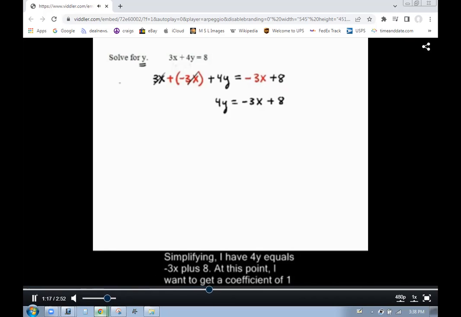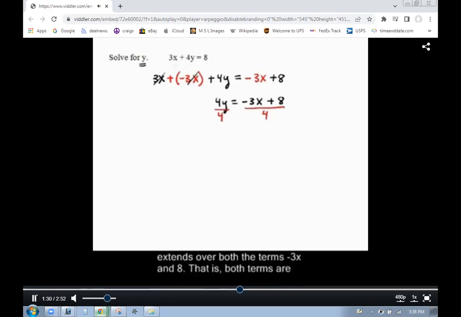At this point, I want to get a coefficient of 1 on the y term. So I'll divide both sides by 4. Notice that the division bar on the right extends over both terms, negative 3x and 8. That is, both terms are being divided by 4. So we have y equals negative 3x plus 8 all over 4.